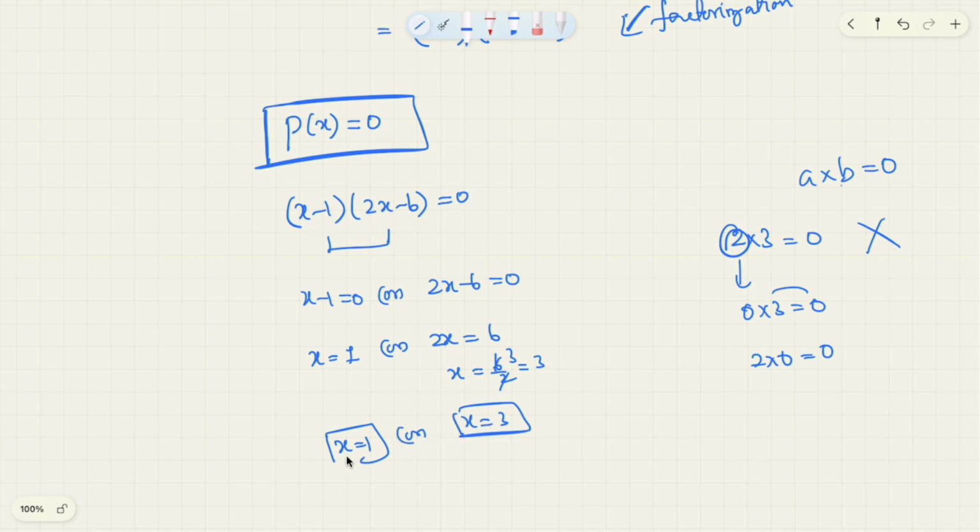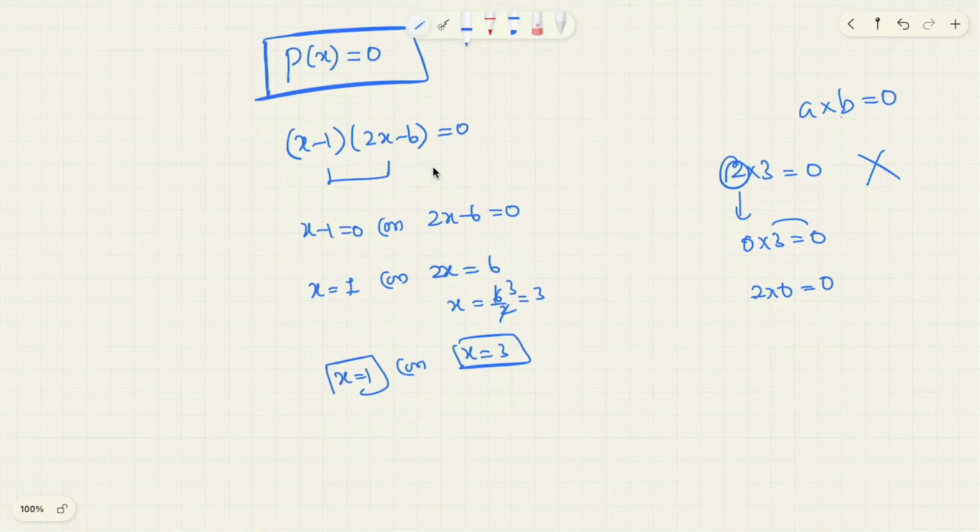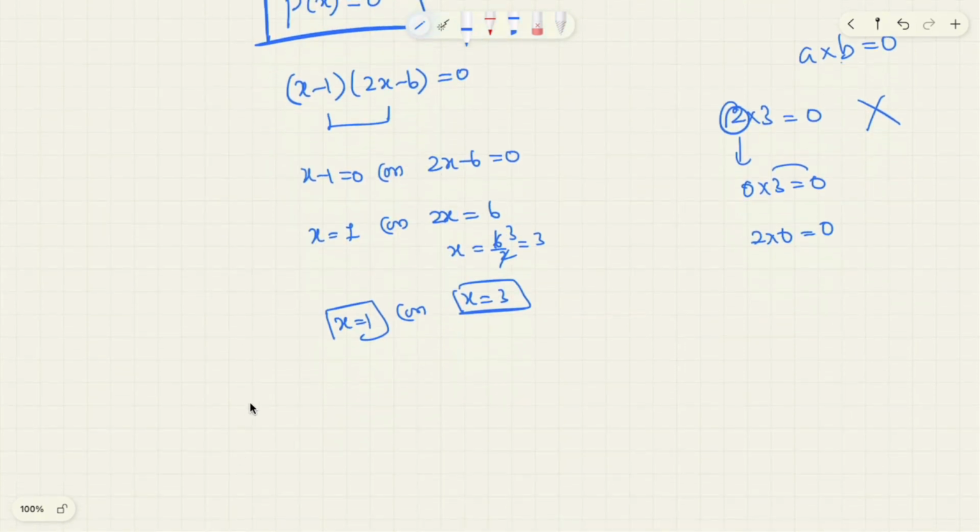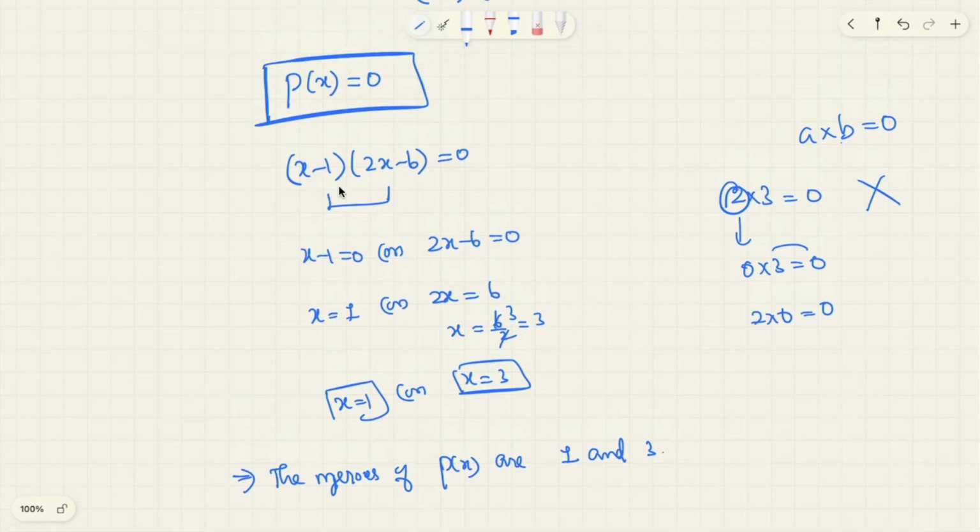In other words, for the values x equal to 1 and x equal to 3, p of x is going to be 0. I know that these are the zeros of the polynomial, right? So this implies the zeros of p of x are 1 and 3, because these are the only two values which can make this product 0 in either case. Okay, fine.